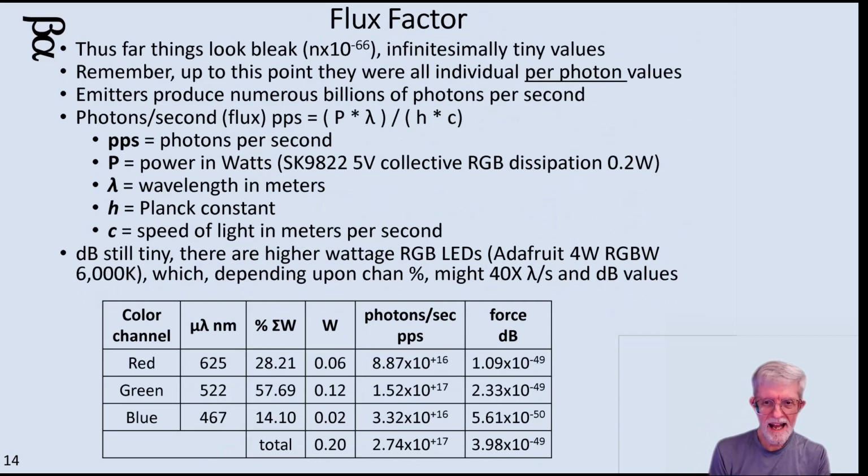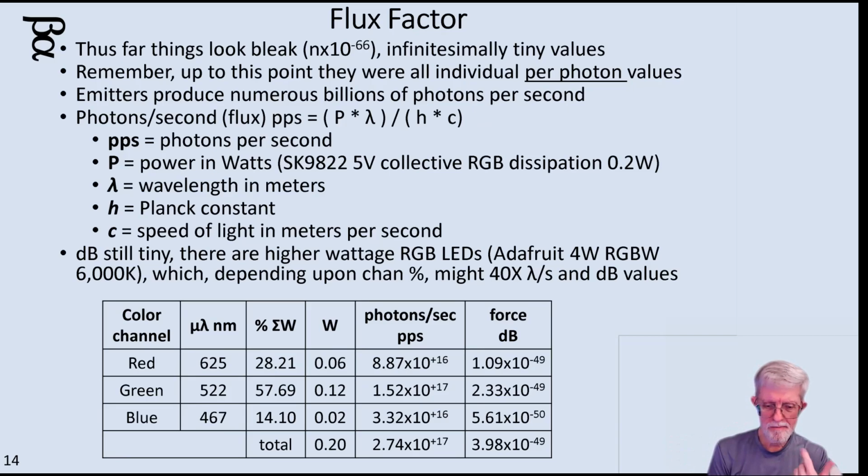So what if I said, I want to send out lots of these photons? What would I now be getting? Well, how many photons per second am I generating in each of the colors? And I had to take the power coming into the LED chip, 0.2 watts is the maximum dissipation. It's at 5 volts. And then I had to split that for the red, green, blue channels.